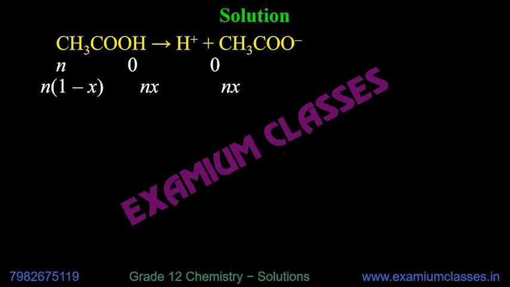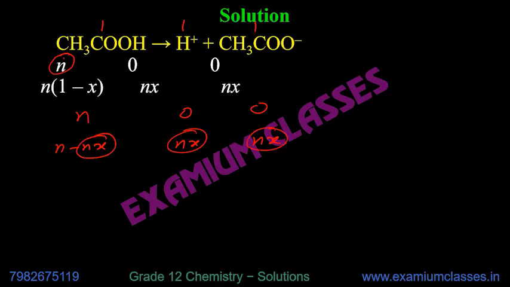Here, ionization, so ionization equation. Initially, we say that we have n moles. Actually, it is n, 0, 0. Then it will be n minus nx, nx, nx. The ratio is 1:1:1. So 1 mole of acetic acid, if it dissociates, will give you 1 mole of H plus and 1 mole of acetate ion. So if nx is used, nx will be produced, nx will be produced. Same ratio, 1 is to 1 is to 1.